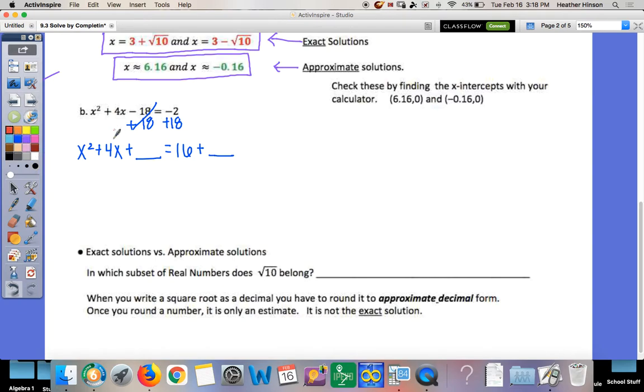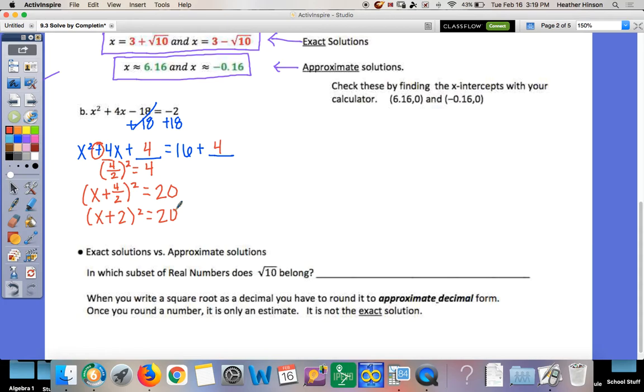How do we find the good C? We do 4 divided by 2 squared. 4 divided by 2 is 2. Squared is 4. So that's what goes in your blanks. Okay, then we solve. So we factor this side by doing x plus your b over 2, and then square all that, and then simplify this side. 16 plus 4 is 20. Okay, 4 divided by 2 is 2.